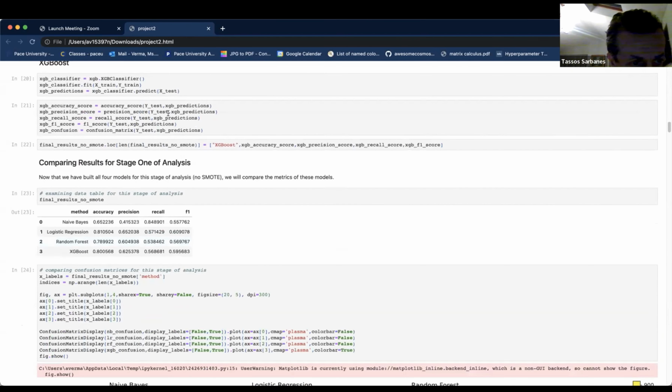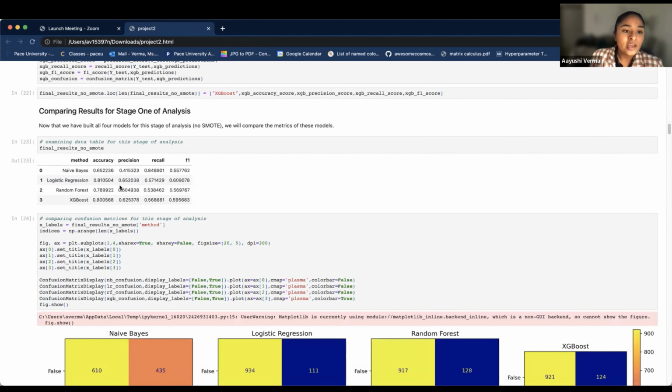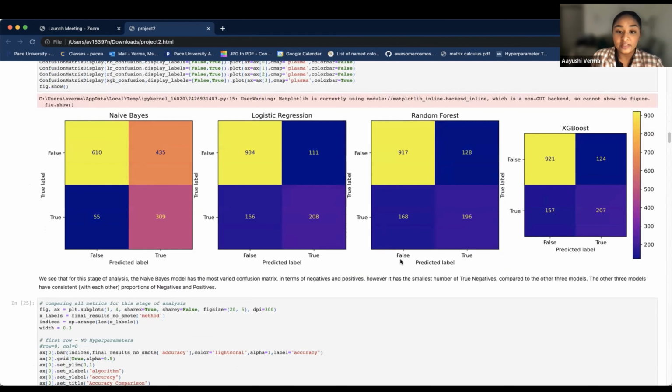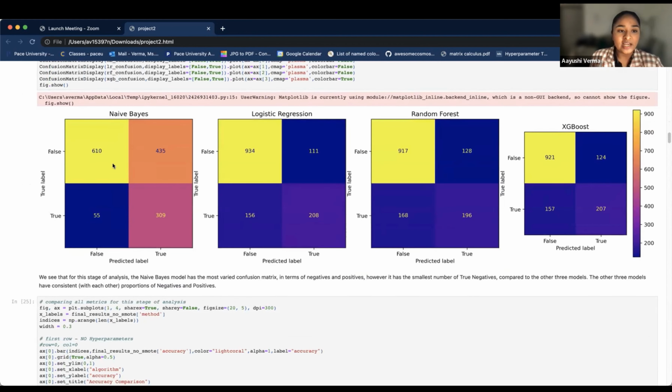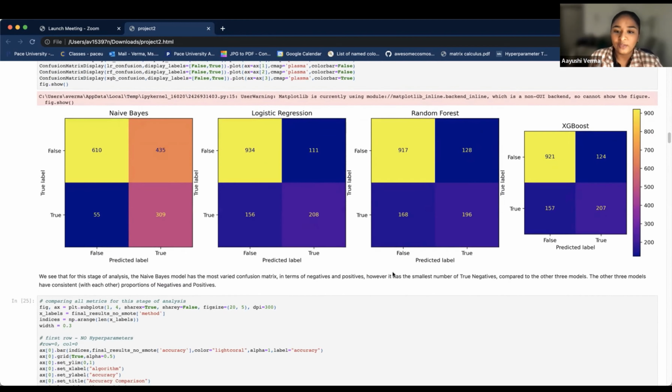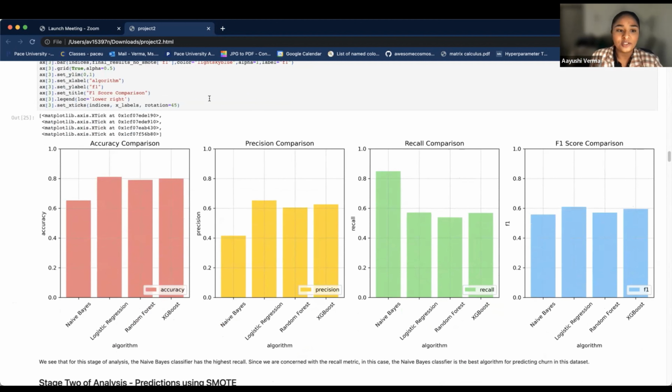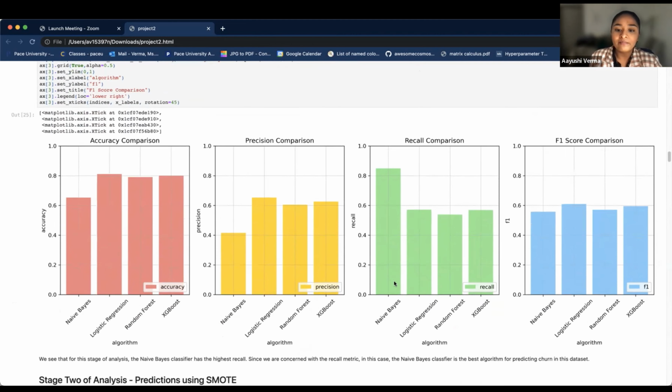You're taking the default values. I did normal modeling for all of them first. So I get these results and I've plotted the confusion matrices for these. We see that the naive Bayes is the most variant, but the others are more consistent with each other. Then I compare the metrics: accuracy, precision, recall, and F1. In terms of recall, because that's the defining metric that we're using, the naive Bayes is the best classifier.